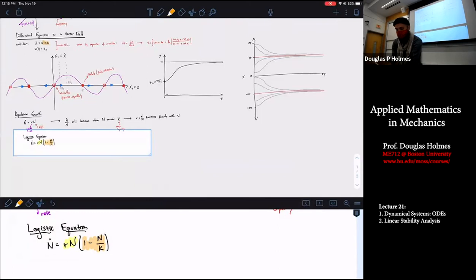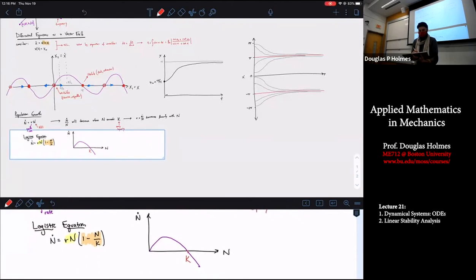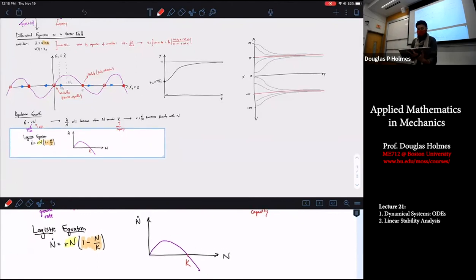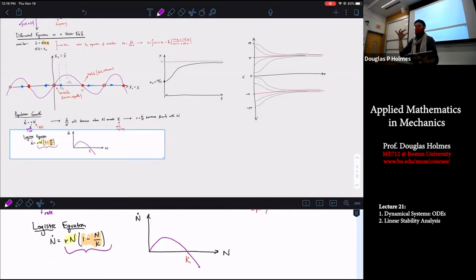We can plot this without solving it. We can just plot n dot as a function of n. And what we'll get is a curve that looks like this. And the point at which it crosses the x-axis is at K. This just amounts to literally plotting the right-hand side of this equation. You can go into Mathematica yourself and plot this, give it a particular value for R and K, it doesn't really matter. You're going to get the same shape curve every time. Your numbers are just going to scale, so you're just going to stretch that curve.